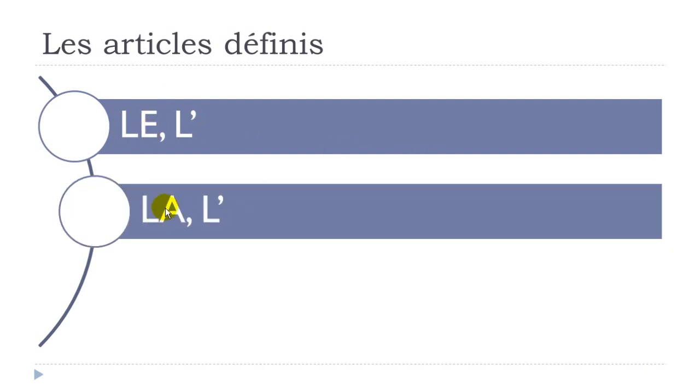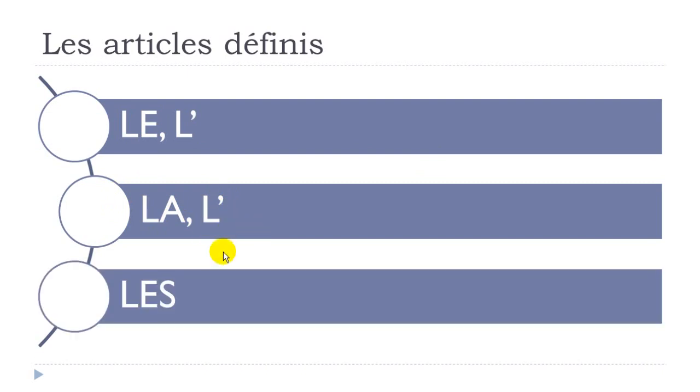Then la, feminine form, la, and for the same reason you will have this option L apostrophe as well. And then the plural form is les. Okay, so whereas in English there is only this one form "the", in French we will have the difference between the masculine form le, the feminine form la, and then the plural form les.